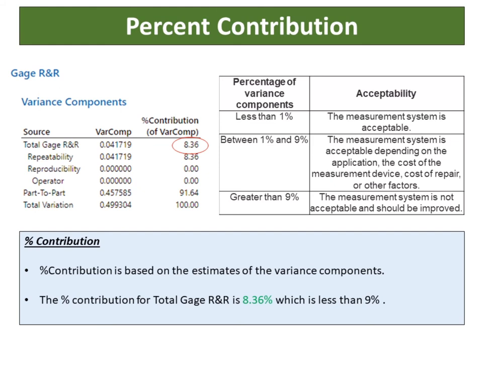The percent contribution for total Gage R&R is 8.36%, which is less than 9%. Based on AIAG guidelines, if the percent of contribution is less than 9%, the measurement system is acceptable. If the percent of contribution is between 1% to 9%, the measurement system is acceptable depending on the application, the cost of the measurement device, cost of repair, or other factors. If the percent of contribution is greater than 9%, the measurement system is not acceptable and should be improved.